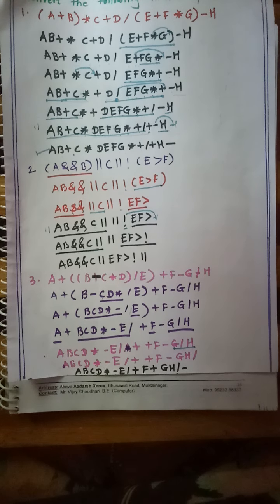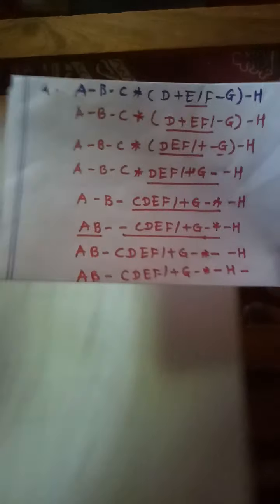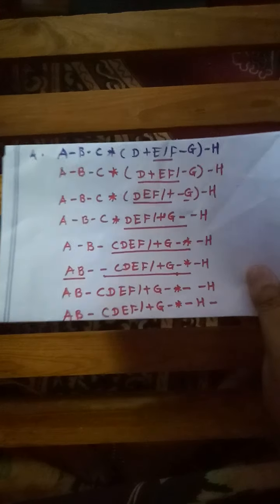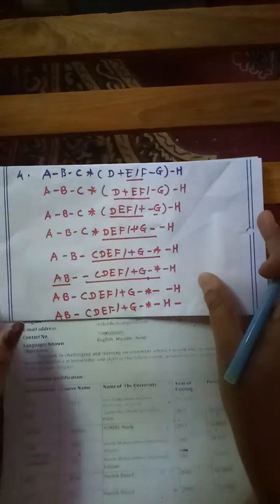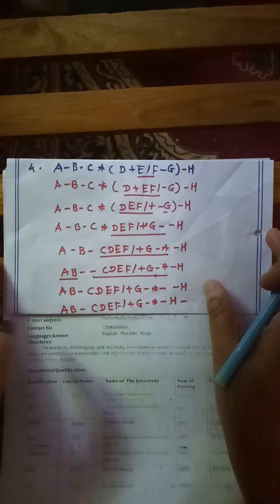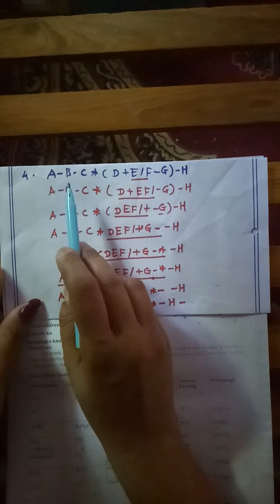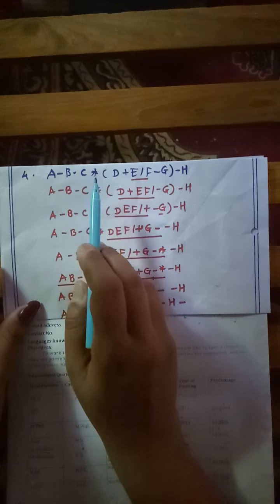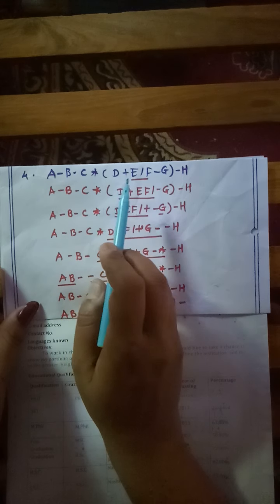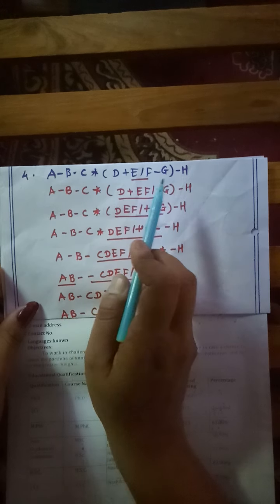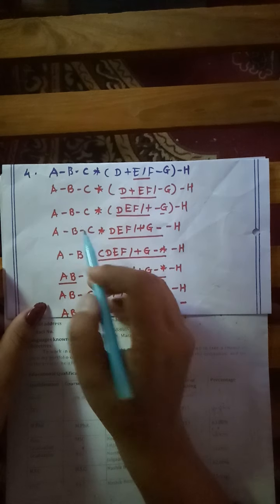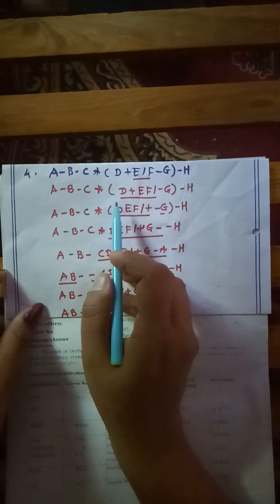Now next is the fourth example. See that the fourth example is A minus B minus C star D plus E slash F minus G minus H. Now here the bracket will be solved first.